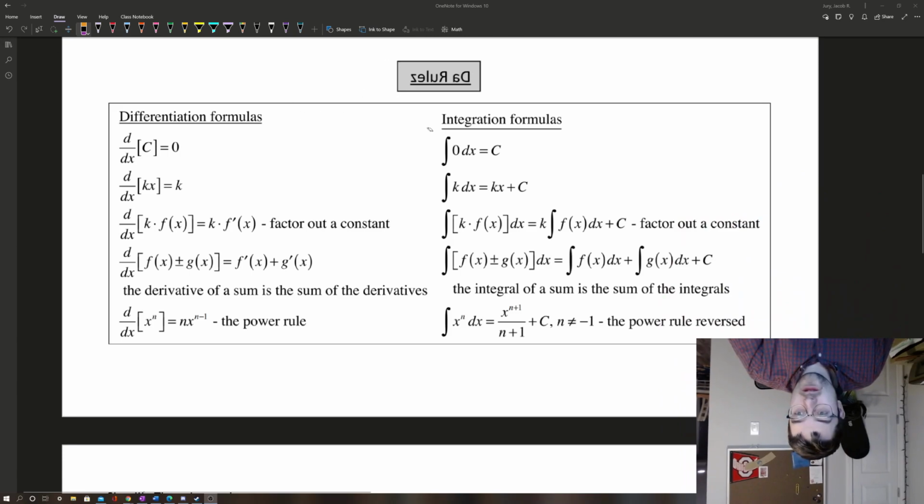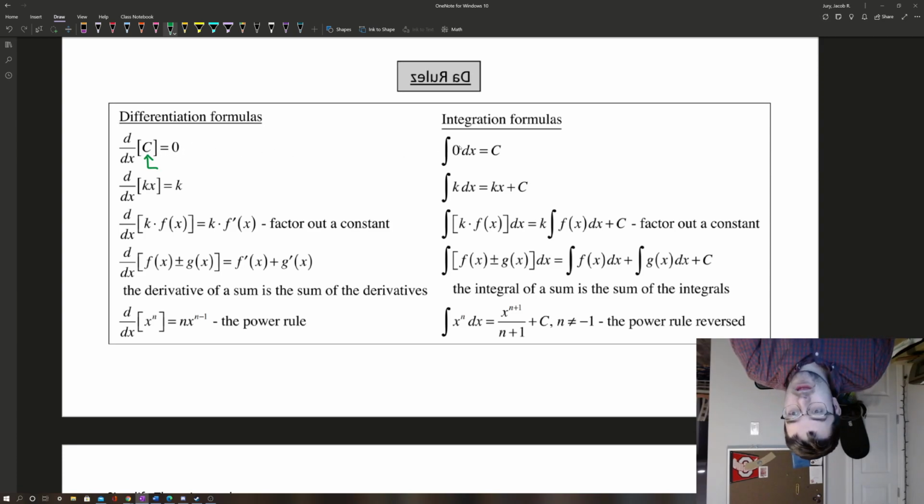Because integration is undoing a derivative, I decided to swap the rules and write it like this. So here's some basic integration formulas that you should be able to make some sense of. If it was a derivative rule, if we have any constant and we take the derivative of that, that's 0.